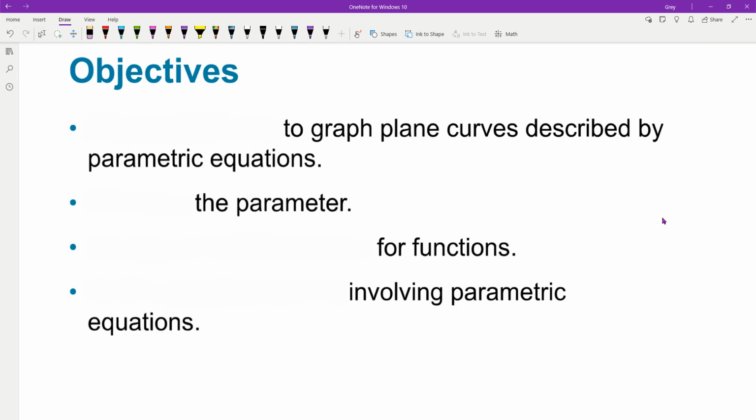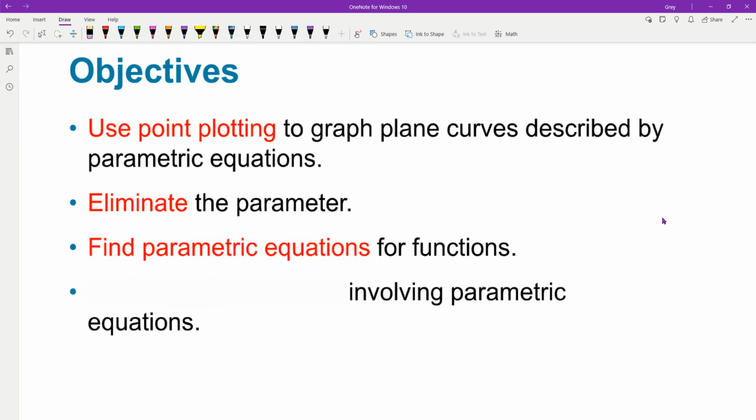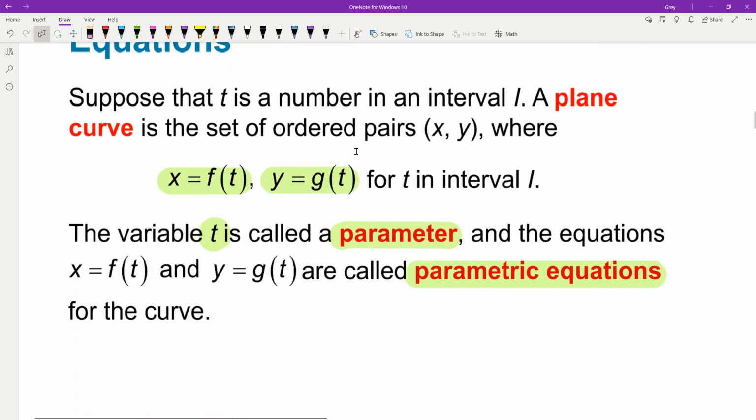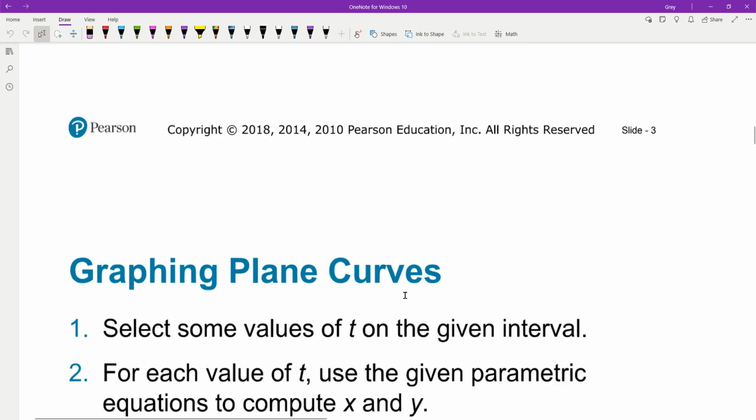So what we're going to do in this video is use points to plot the graph described by parametric equations. We're going to eliminate the parameter, we're going to find parametric equations, and we're going to solve applied problems using parametric equations. So, as I just mentioned, if I have t on some interval, then I can have x equal to something in terms of t and y equal to something in terms of t. x and y would be my parametric equations. t is that parameter. Okay?